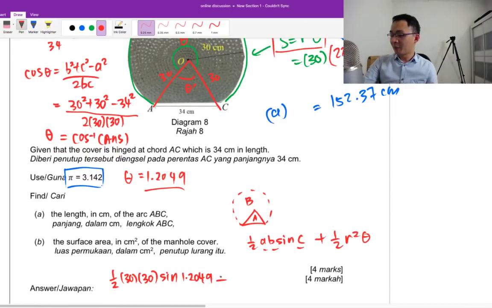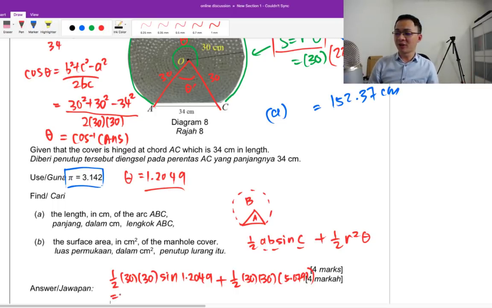1.2049. Plus the sector, which is half, R is 30 and 30. And cos, no, there's no cos, and then the theta is 5.0791. Alright, then you just type in your calculator, you should be able to get the correct answer.